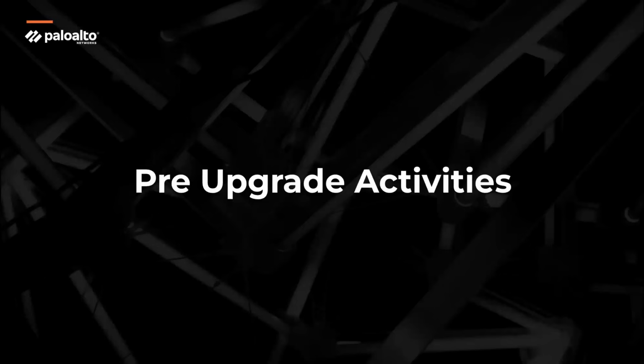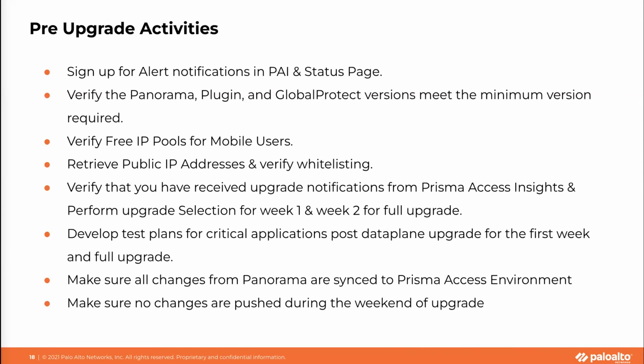So there are some pre-upgrade activities before you select your data plane upgrade window, when it should be upgraded. First of all, as I mentioned, you should sign up for alert notifications in Prisma Access Insights, the Prisma Access app, and also for the status page. Verify that the Panorama plugin and your GlobalProtect versions meet the minimum version requirement. Make sure that you have free IP pools for your mobile users. Make sure that you have retrieved the public IP addresses and whitelisted them. Again, make sure that the team who is responsible has signed up for the upgrade notifications for Prisma Access.